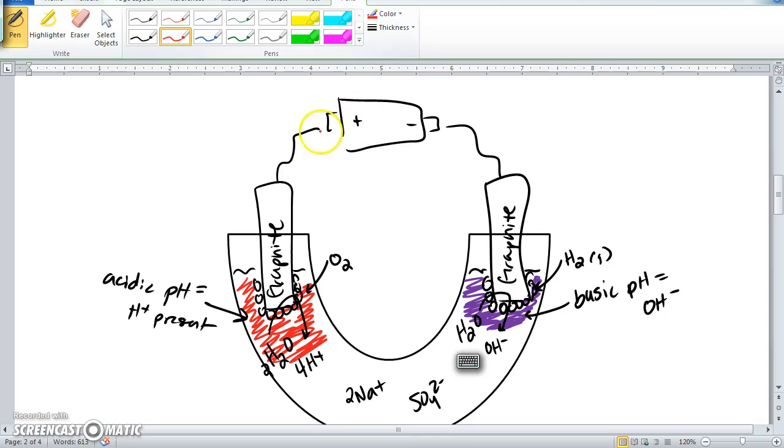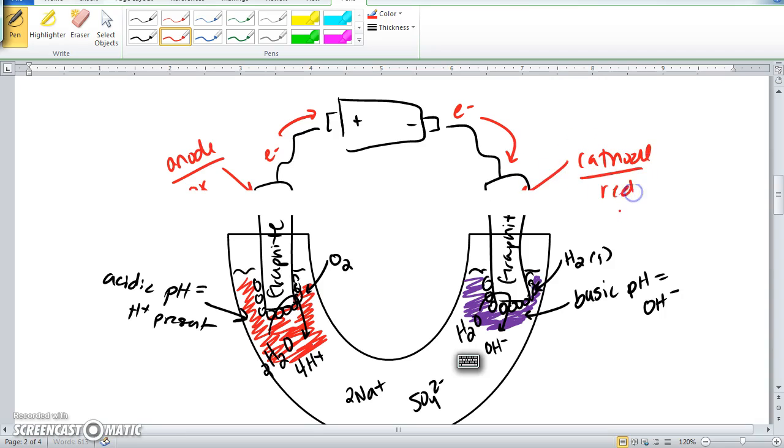Because the positive side of the battery is here, this is our anode. So this is where oxidation is happening, so our electrons are coming in. The negative side of the battery is pumping out electrons, which means this is going to be our cathode. So this is going to be where our reduction takes place.